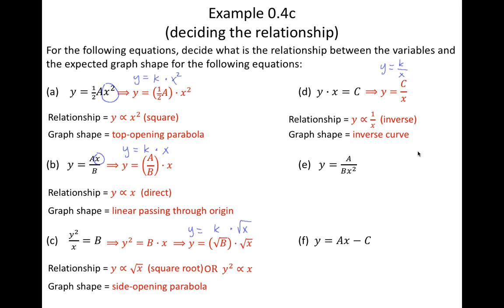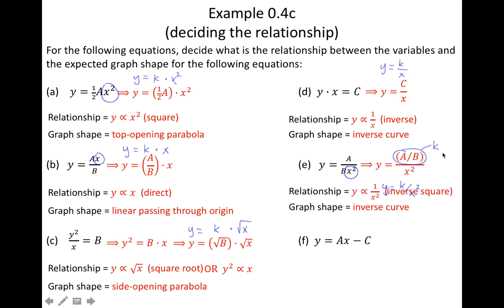In part E, you should notice that our x is squared, and it's in the denominator. That should be a signal to you that we have an inverse square relationship. And this shows how it matches up with the general form for an inverse square relationship, y equals k over x squared. Here k is this combination of constants a over b. So we have an inverse square relationship, which will be represented by an inverse curve.